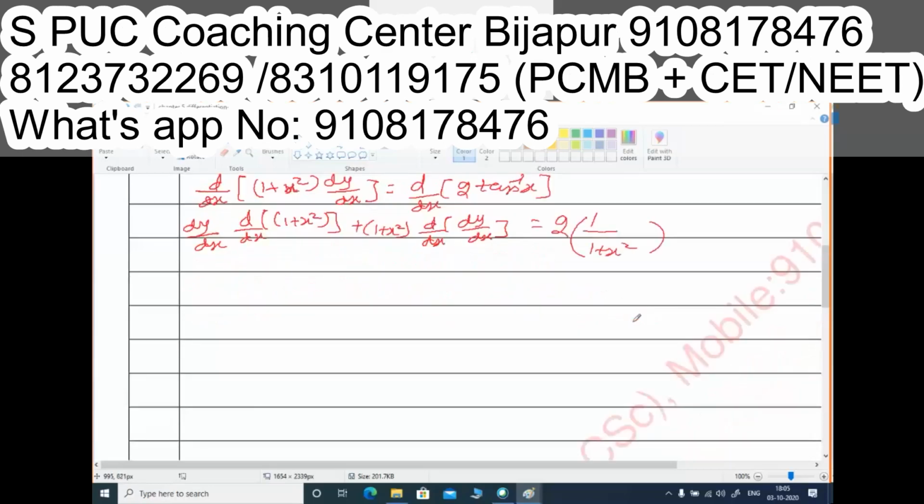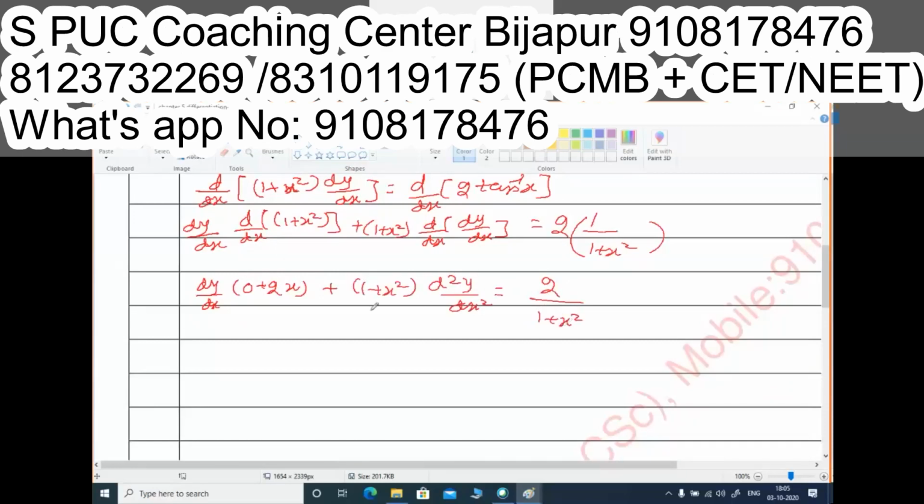What will you do now? Next, dy by dx as it is. Tell me the differentiation of this: 0 plus 2x. Yes, absolutely right. Next, (1 plus x square) d square y by dx square, which is equal to 2 divided by 1 plus x square.